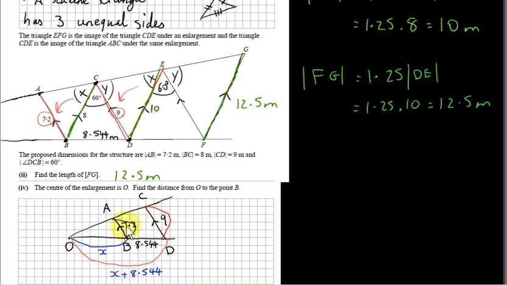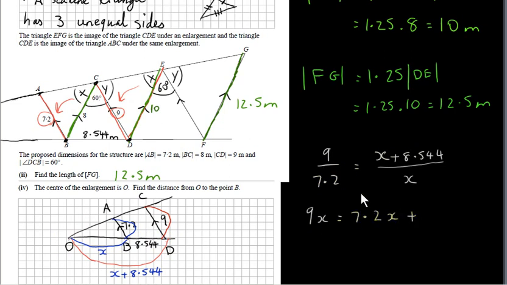So now we know that if we take 9 and divide by 7.2, we'll get the same answer if we were to take OD, which is x plus 8.544, and divide it by OB, which is x. So you can see that the distance from O to D is the distance from O to B, which is x, plus the distance B to D, which is 8.544. So we have this ratio here, and we just cross multiply. We just have a single fraction on each side, so we get 9x equals 7.2 times x plus 7.2 by 8.544.